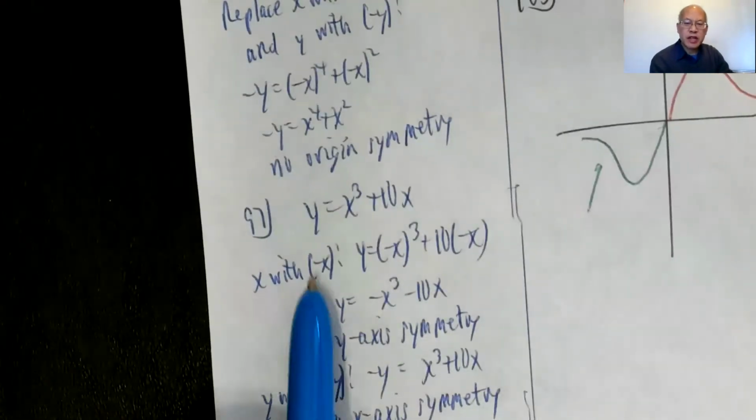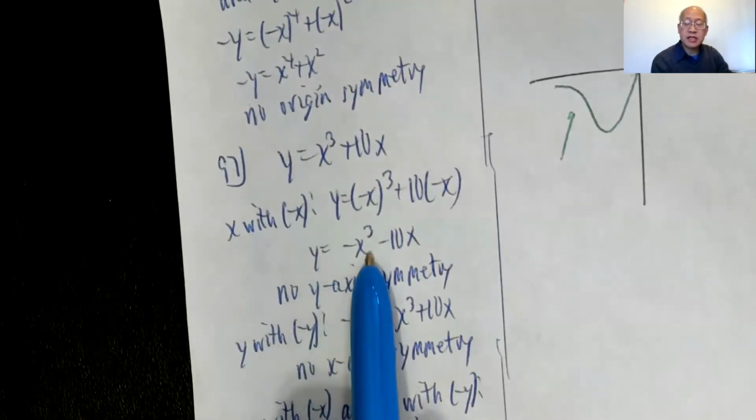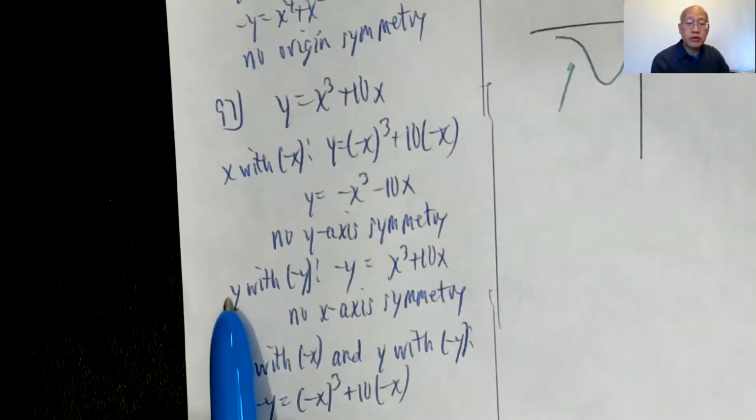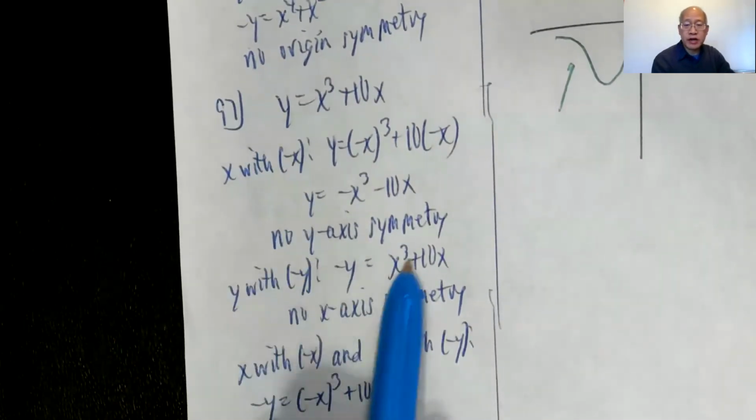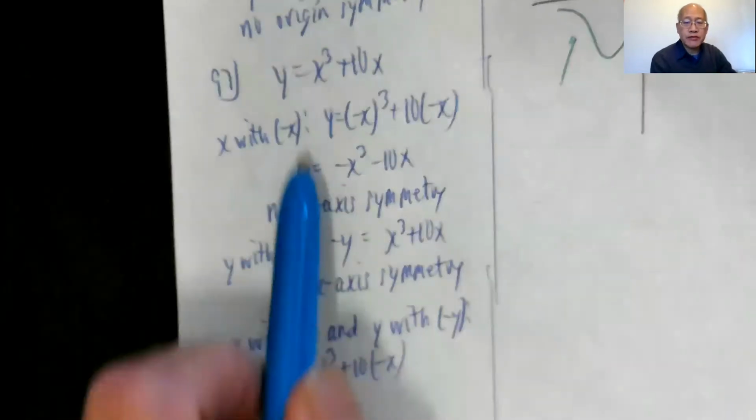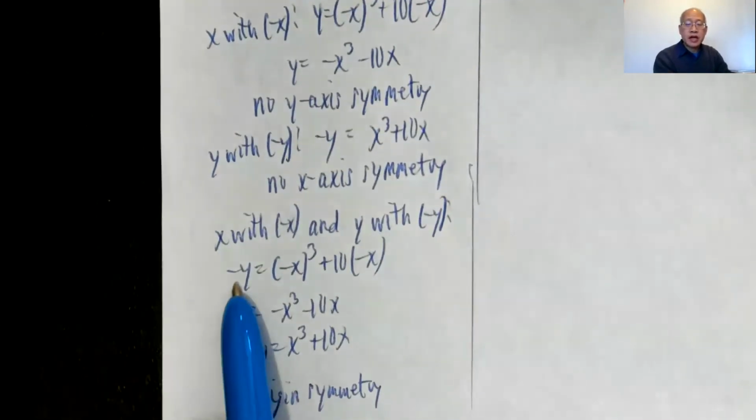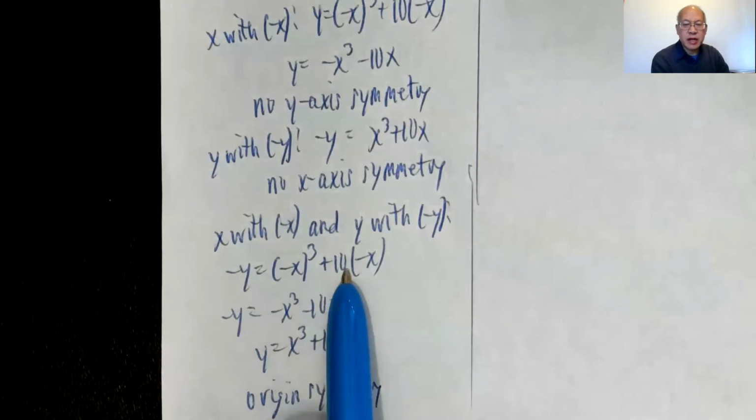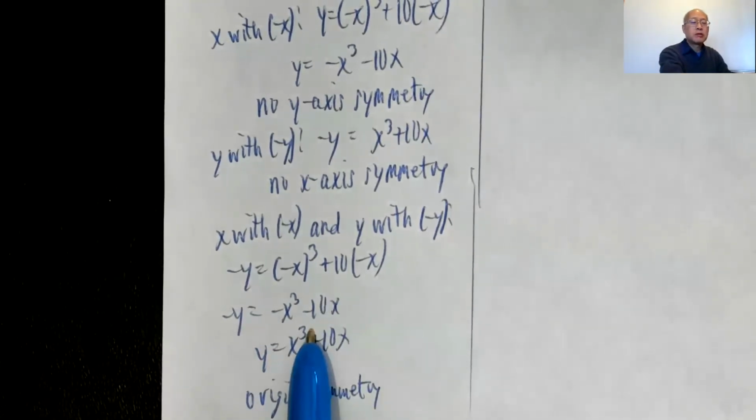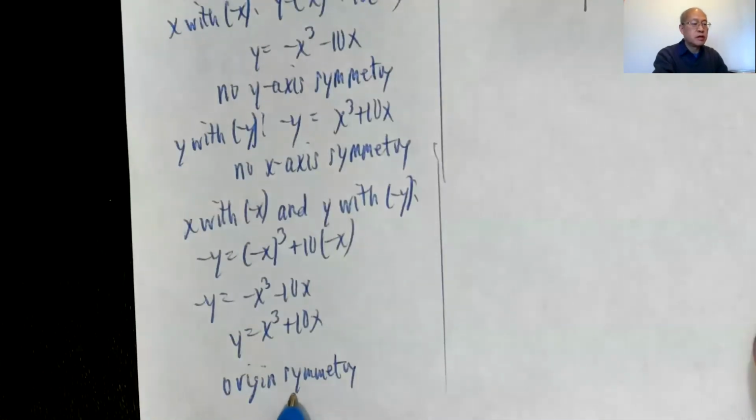97, replace x with negative x, put a negative x there and negative x there. I get y is negative x cubed minus 10x. That's not the same as the original, so no y-axis symmetry. If I replace y with negative y, that just becomes negative y. Well, that's not the same as the original, so no x-axis symmetry. But if you replace x with negative x and y with negative y, put a negative there, negative there, negative there, it's negative y equals negative x cubed plus 10 times negative x. That's negative y equals negative x cubed minus 10x. Multiply both sides by negative 1, you do get the original back, so you do have origin symmetry.